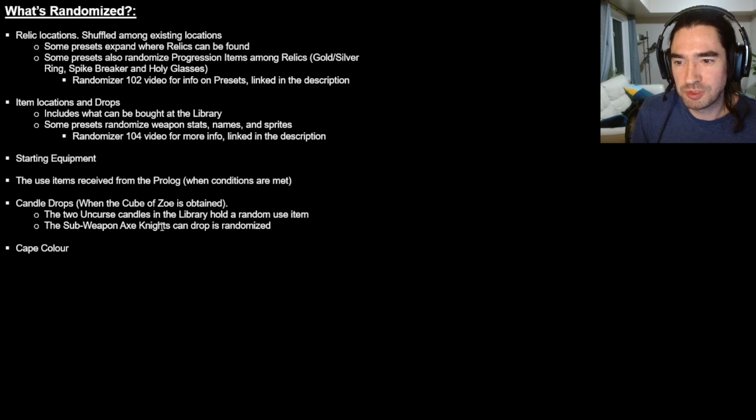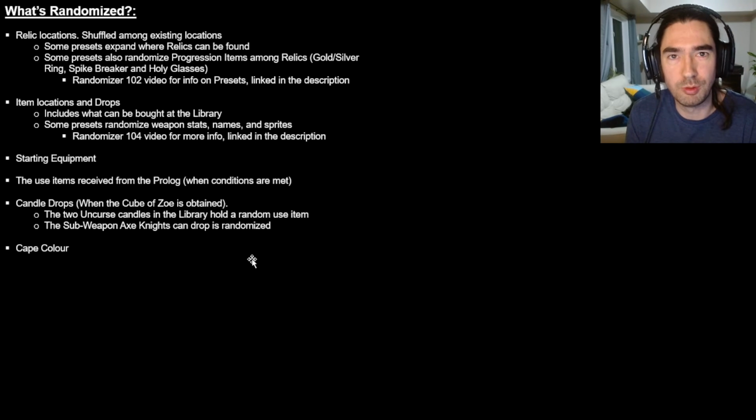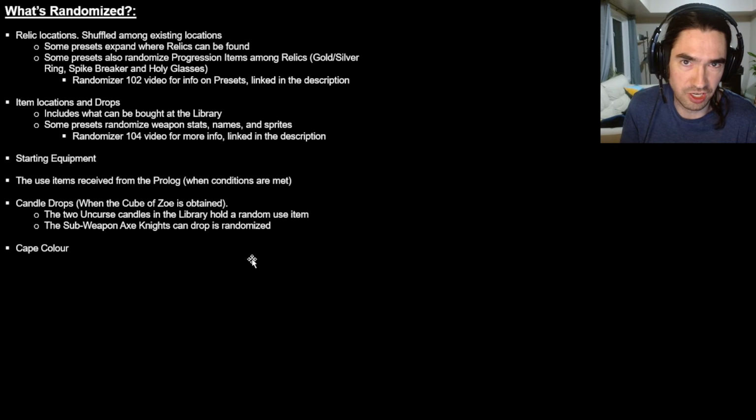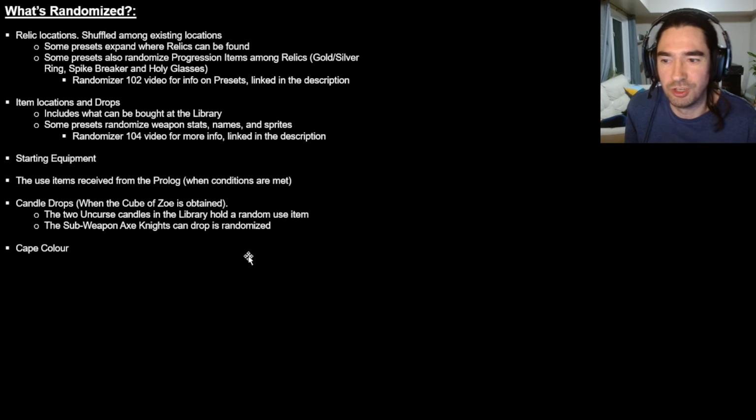The candle drops in the game are randomized based on what would normally be dropped in candles, so sub-weapons, hearts, money, etc. The only caveat is that you probably won't have the Cube of Zoe right away. So if you start breaking candles and think, well, this sucks, why aren't I getting anything? It's probably just because you don't have the Cube of Zoe. It's just something that you're used to having normally when you play the vanilla game.